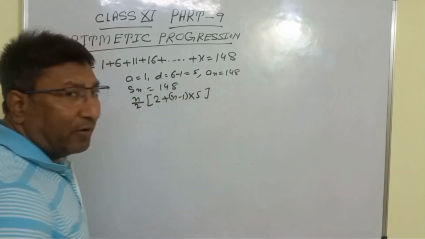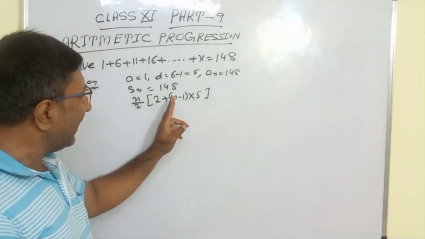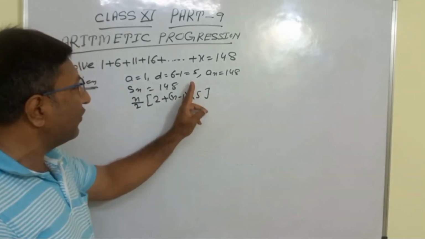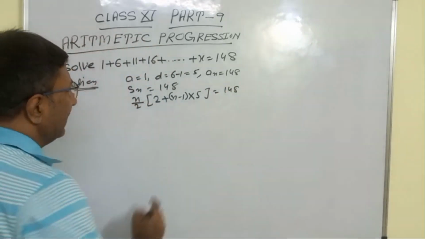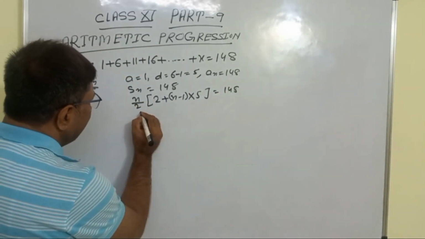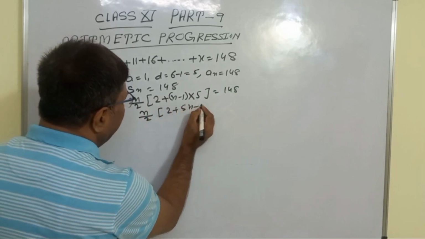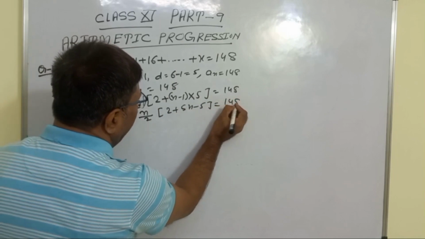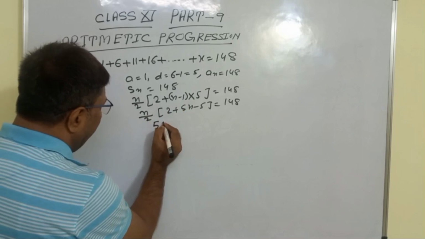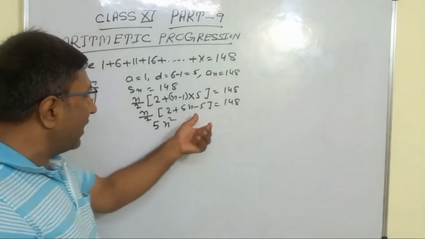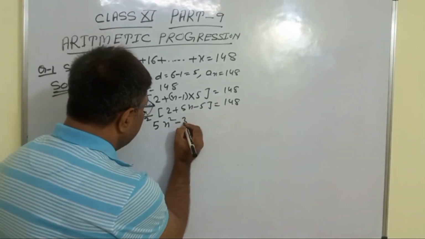So the formula is n by 2 into 2a, so 2 into 1, 2, plus n minus 1 into d. d is 5, and this is given as 148. Now we can write n by 2, and this is 2 plus 5n minus 5, equal to 148. So here 5n into n is 5n square. Similarly, 2 minus 5 is minus 3, so this is minus 3n.